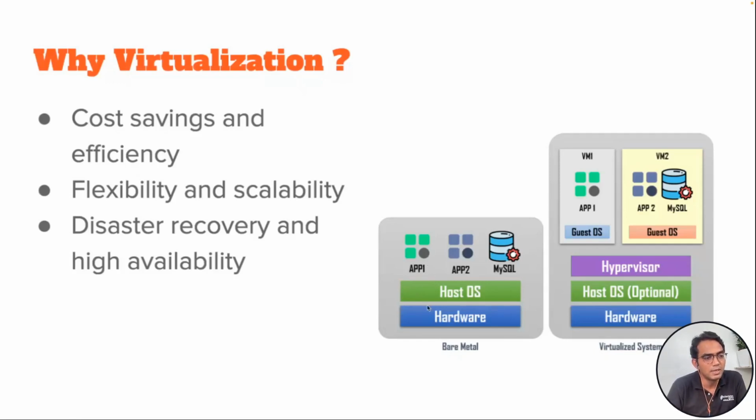So here are the 2 diagrams I have on the screen. The first is one in which we are using bare metal, which means you have taken your hardware, and on that hardware you deploy the OS, and then you run your applications on top of it, correct? So there's app 1, app 2, and MySQL running on the same hardware with the help of the same OS. Now, here a few things can go wrong. For example, if application 1 starts using all of the memory of the system, then it can potentially consume the entire RAM of the system.